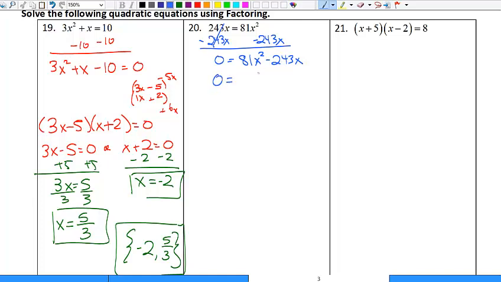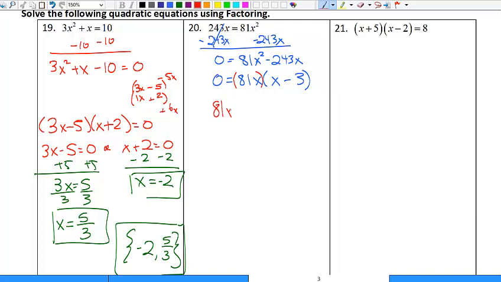There is a GCF. The GCF here is 81x because both 243x and 81x squared can be divided by 81, and they both can be divided by x. So that leaves me 1x minus 3. Now this is completely factored. A lot of students get to this point and they're like, well, now what do I do? Well, this is already factored. You have a factor 81x and you have the second factor x minus 3.